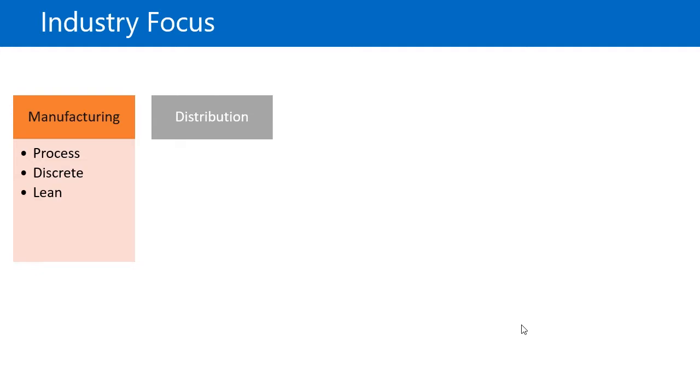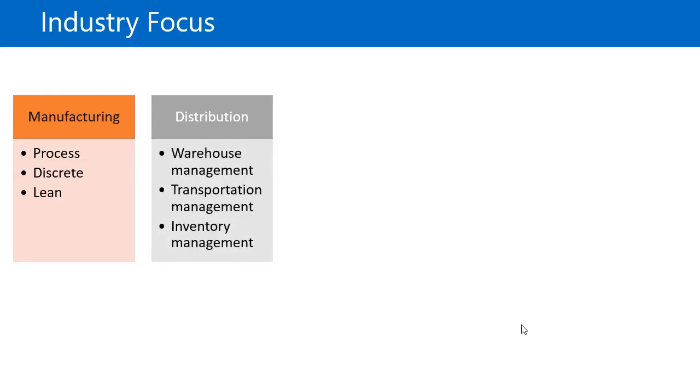Next is distribution. Dynamics 365 for Operations offers rich warehouse and transportation management functionalities to help you with trucking and with warehouse operations such as picking through wireless devices. Inventory management offers rich functionality to help you configure your items and your warehouses to maximize productivity.